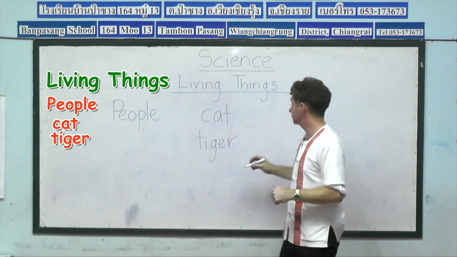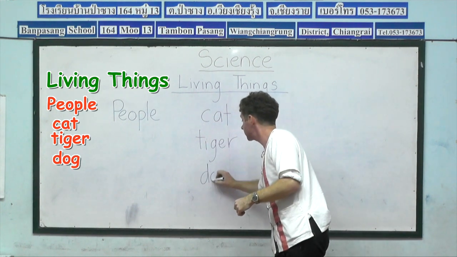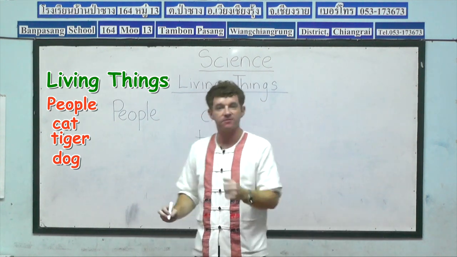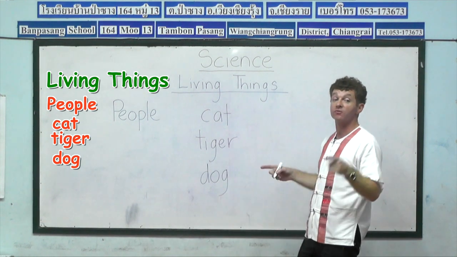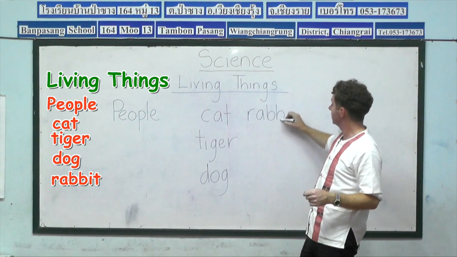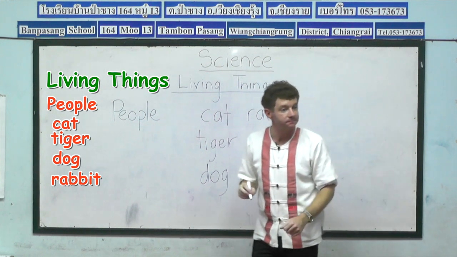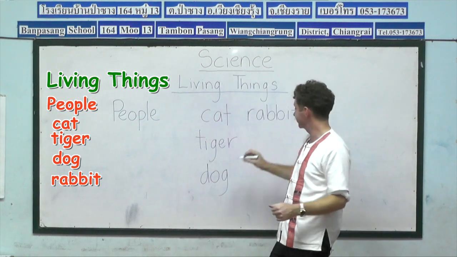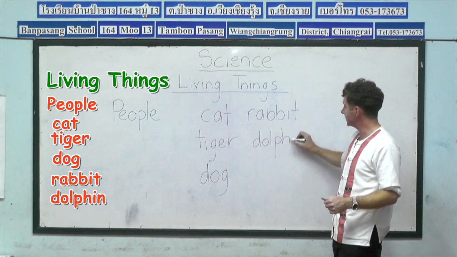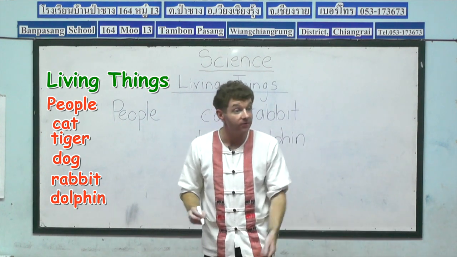Dog. Yes. So if you have an idea, guys, raise your hands and then we can go round one by one. D, O, G. Rabbit. Excellent. And these are all examples of animals. So we'll put them in this column. R, A, B, B, I, T. Rabbit. Dolphin. Very good. D, O, L, P, H, I, N. Dolphin. Bird. Excellent.